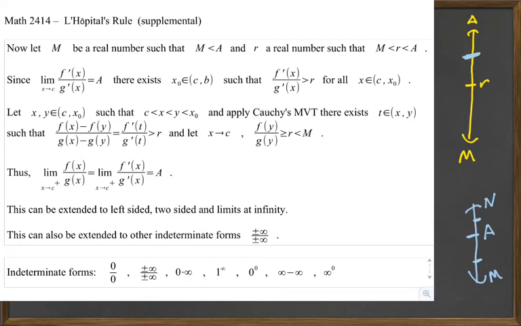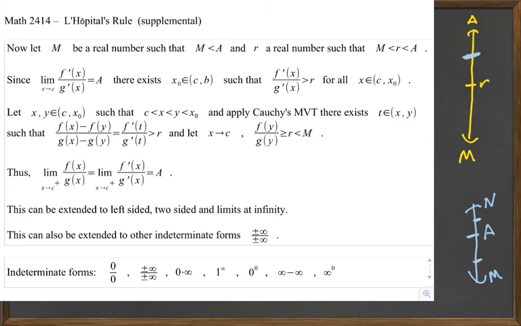Well, it's more of a sketch. I wouldn't call it a proof. It's just an idea of the proof, really. Thus, the limit as x approaches c from the positive side of f of x over g of x is equal to the limit as x approaches c from the positive side of f prime of x over g prime of x, and that's going to be equal to a.